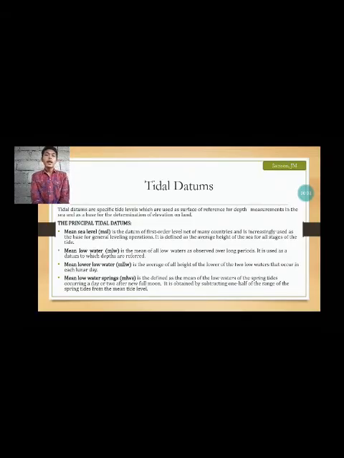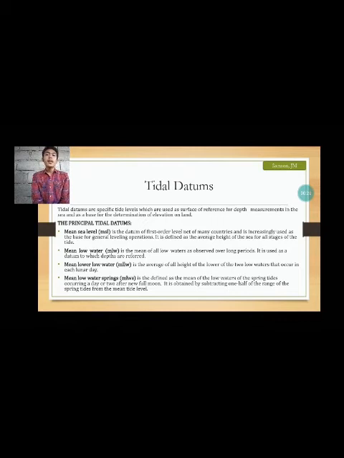Tidal datums. Tidal datums are specific tide levels which are used as a surface of reference for depth measurements in the sea and as a base for the determination of elevation on land. So there are four principal tidal datums.